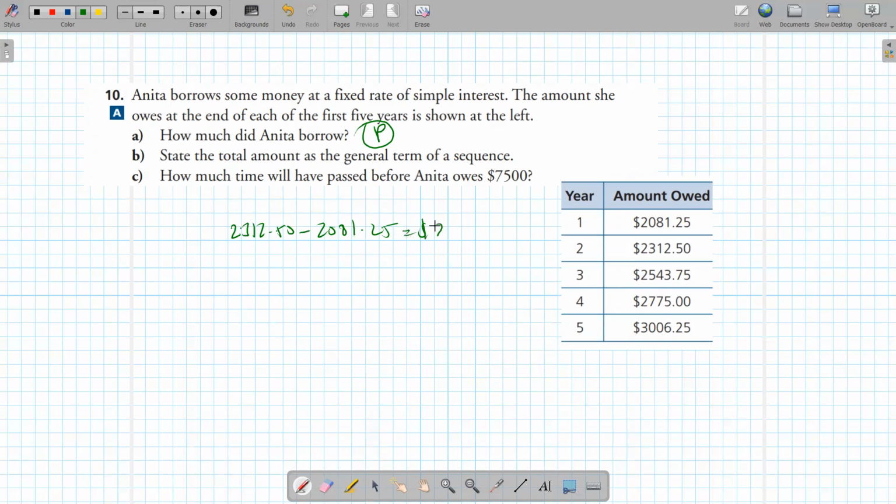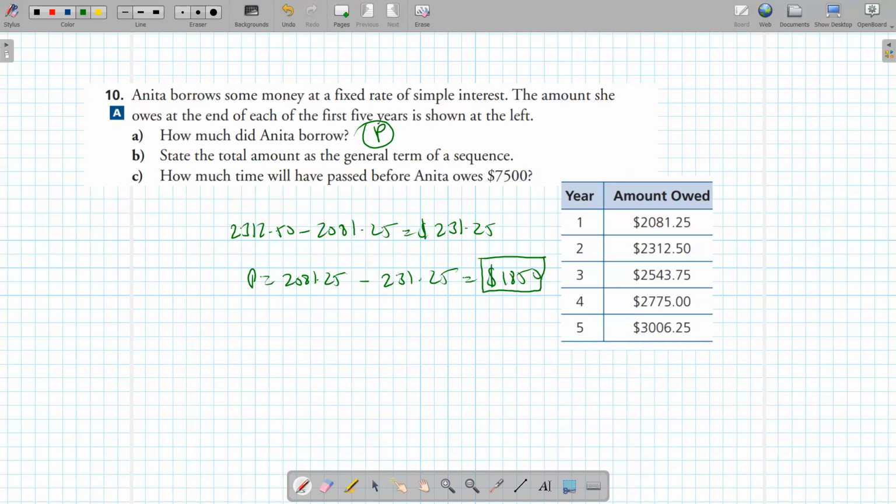So this is what we get. Given this, how do we find the P? You subtract the interest from the first amount. Absolutely right, yes. So P is just gonna be 2081.25 minus 231.25. It's 231.25. So this person, Anita, borrowed 1850. Okay, that's our P. There you go.